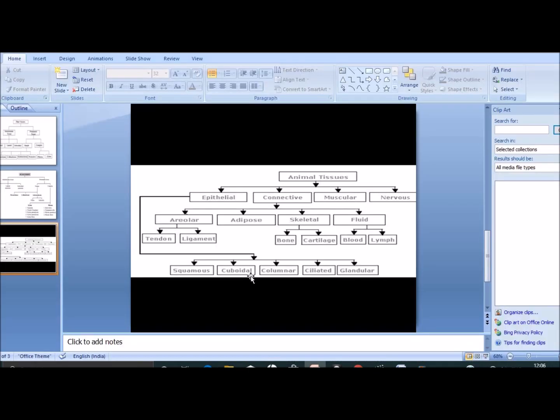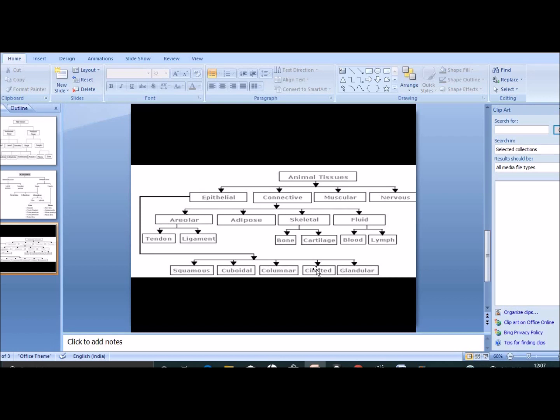The second one is cuboidal epithelium. These are cube-like cells found in the kidney tubules, salivary glands, and sweat glands, etc. Its function is to absorb and secrete excretions. The third one is columnar epithelium. These are pillar-like cells present in the lining of the stomach and the intestine. Its function is absorption and secretion.